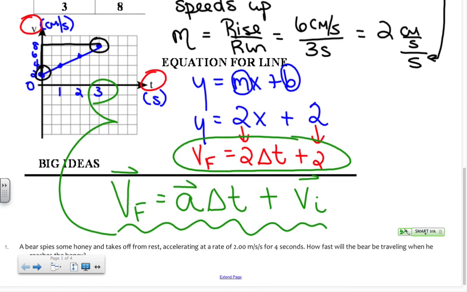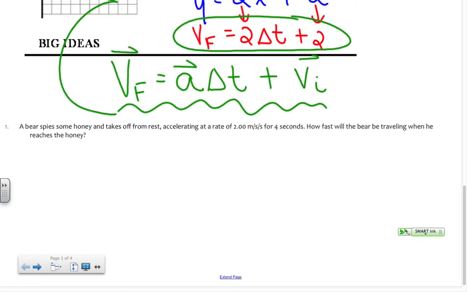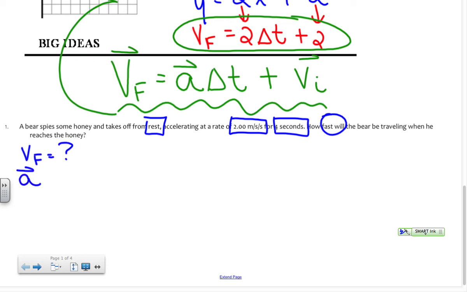So, if you take a look at the example here at the bottom, I'm going to do one example. My rules for word problems have always been the same. Always show all your work, show your units, show your givens. So I have a bear who spies some honey and takes off from rest. He speeds up at a rate of 2 meters per second per second, and he goes for 4 seconds. We want to know how fast he's going to be when he reaches the honey. So that means we're solving for our final velocity. Somewhere in the problem there's an acceleration, a delta t, and a VI, and I'm writing my givens over to the side.